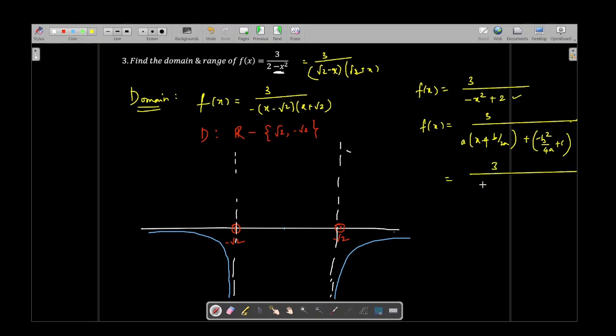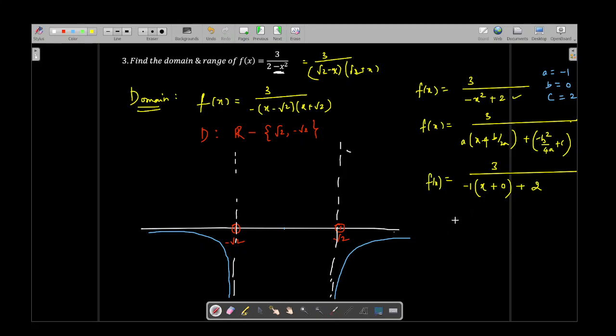3 divided by a is minus 1. Here from this equation, a is minus 1, b is 0, c is 2. So I can write x plus b is 0. So this is 0 plus b square minus 4a, this becomes also 0. The value of c is 2. So this I can write as 3 by 2. And this is in the standard form only. No worry, no problem. No need to write again.